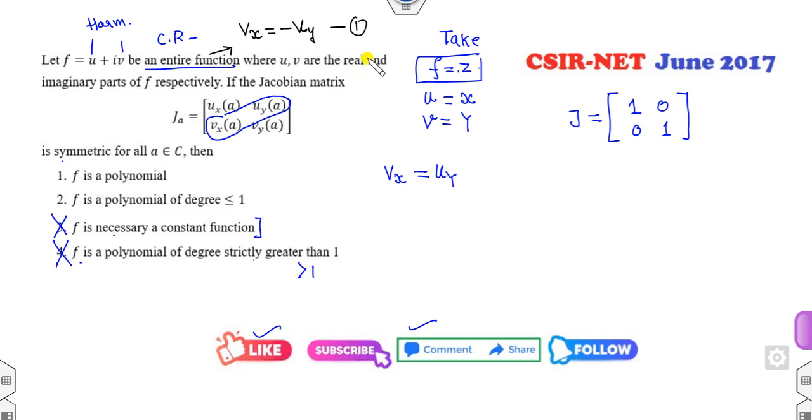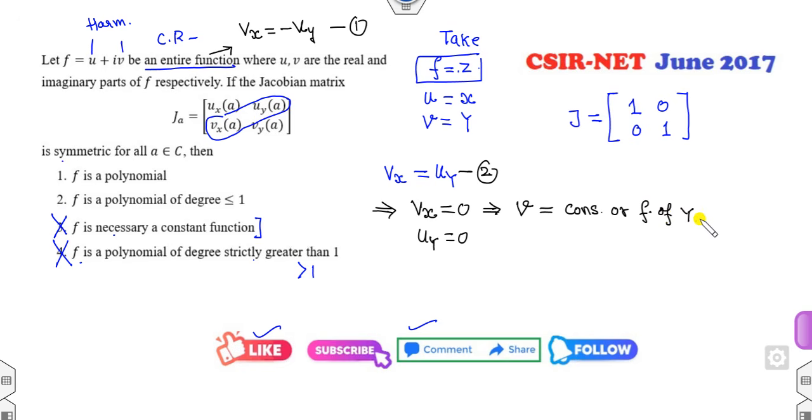So from equation number 1 and equation number 2, what do you conclude? V of X will be 0. Fine. U of Y will be 0. If V of X will be 0, what does it mean? V is either a constant or a function of the y only. Fine. Now f is a polynomial.